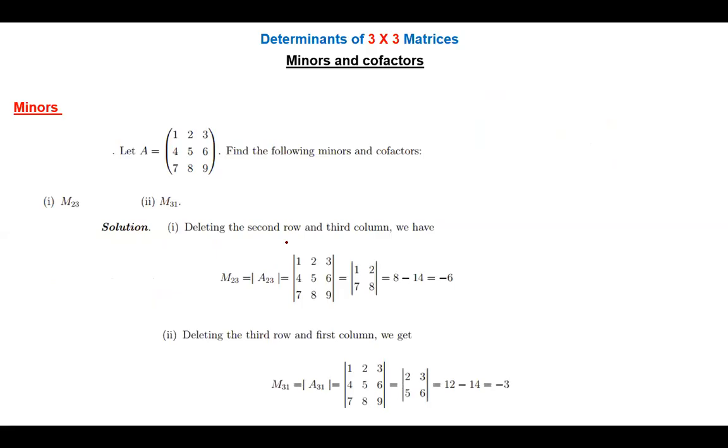For the second question, this is where they deleted the third row and the first column. Then what they remained with is what they used to find the minor there. Their minor was negative 3. So now finding the cofactors, this is what you're going to have.